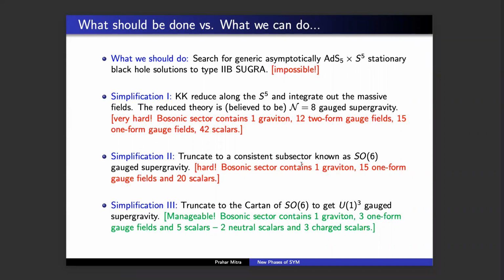And so when you truncate to the Cartan, the bosonic sector contains a single graviton, 3 gauge fields corresponding to the U1 cube, so 3 abelian gauge fields, and in total 5 scalars. There's the 2 neutral scalars, which live in the supergravity multiplet, and then you have 3 charged scalars, which are charged under these U1 cubed.